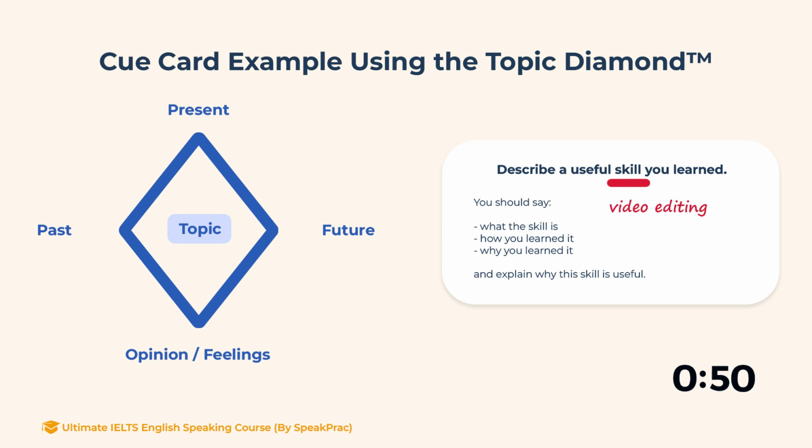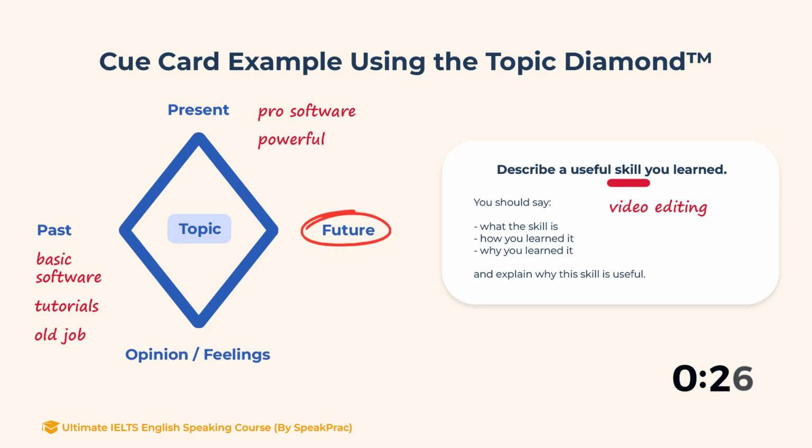Okay, the topic diamond, let's talk about the past. Oh yes, I remember the background to it. It was that I was clumsy and I used basic software. I watched all of these different tutorials and it was frustrating at first. On my old job. Present or description. Oh yes, now I use pro software and I'm much faster, more creative, complex, yes, but powerful.